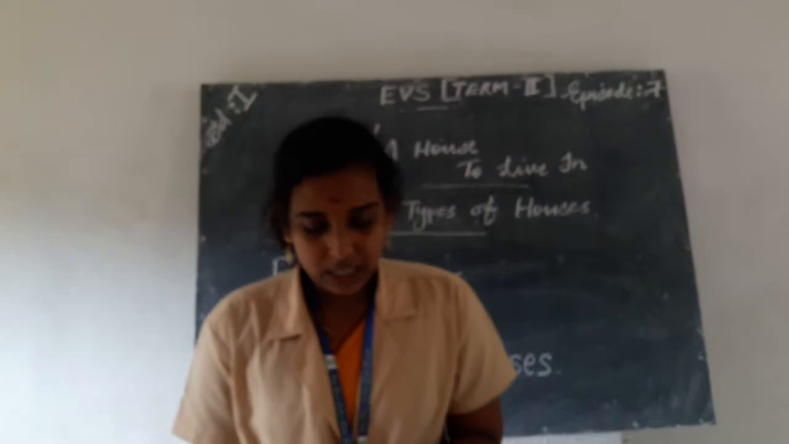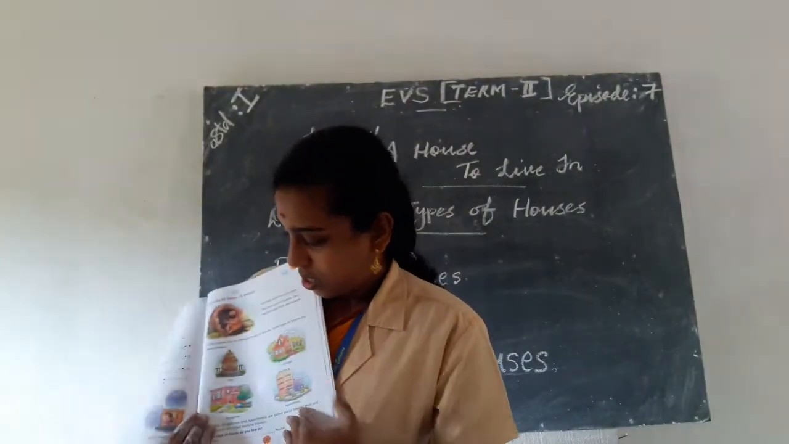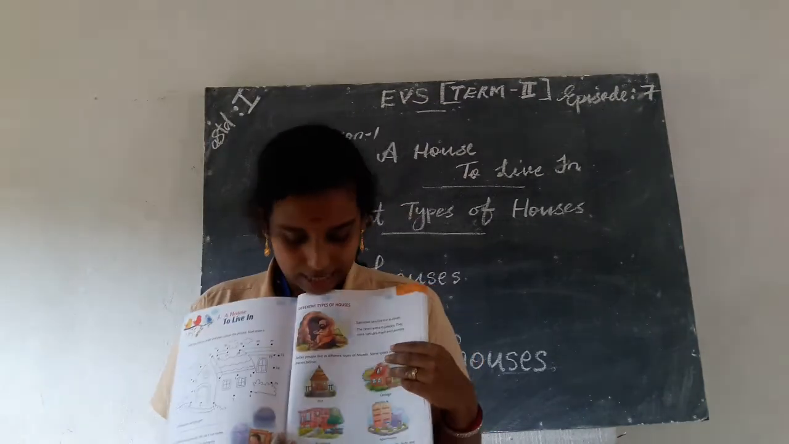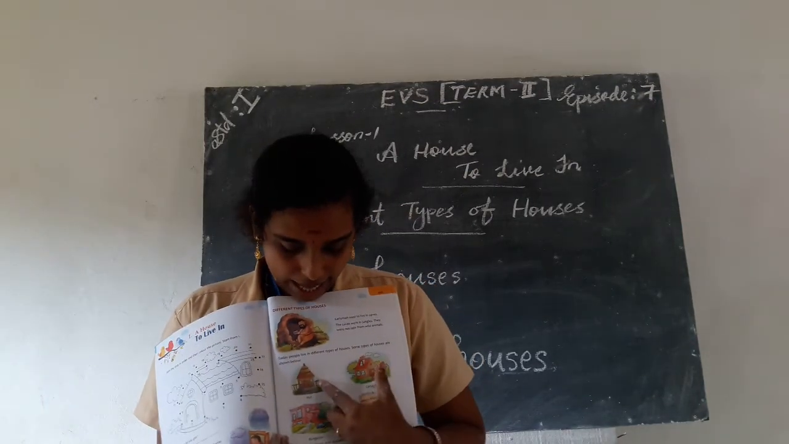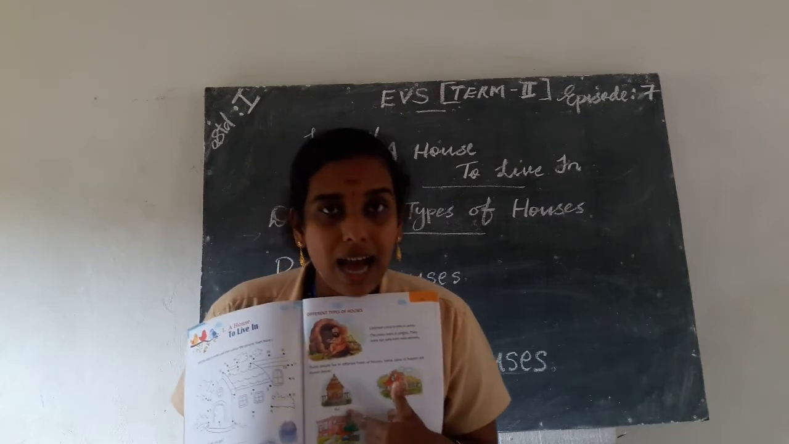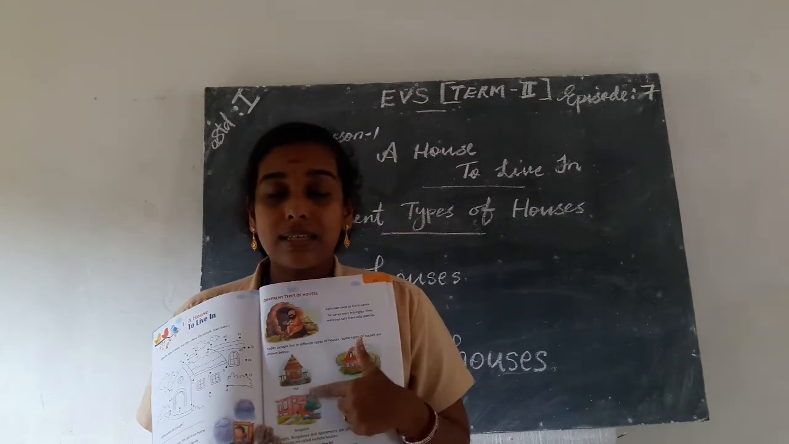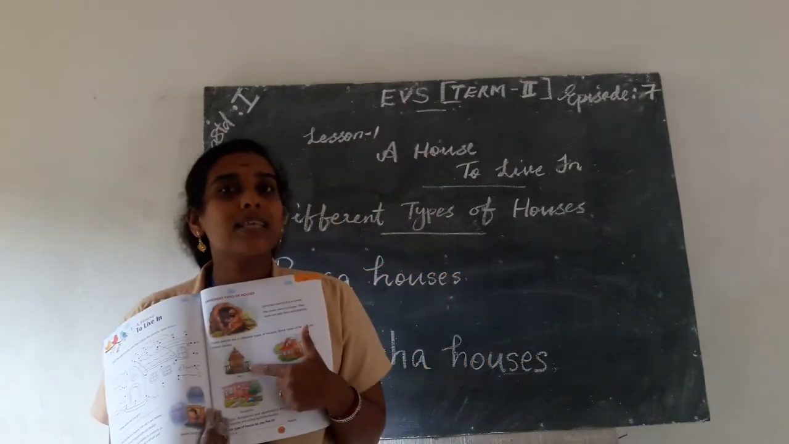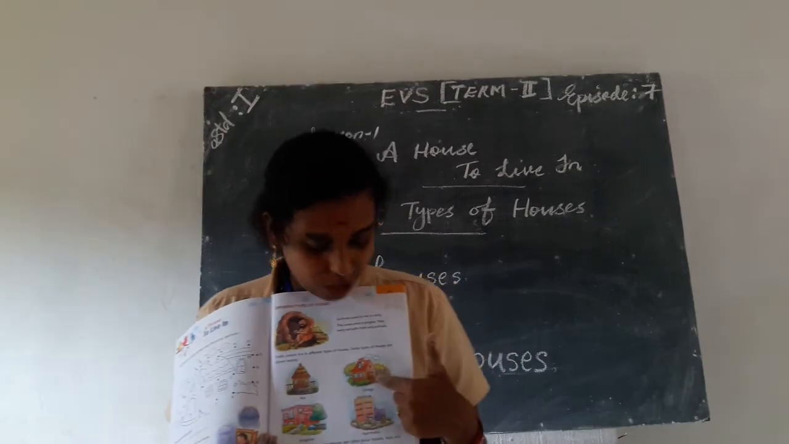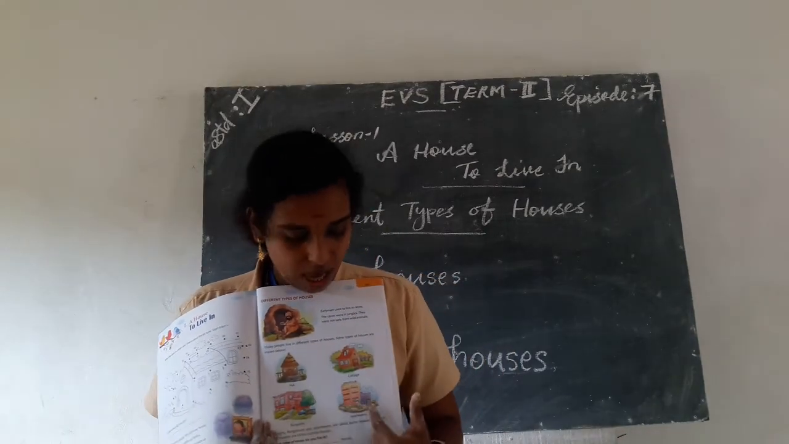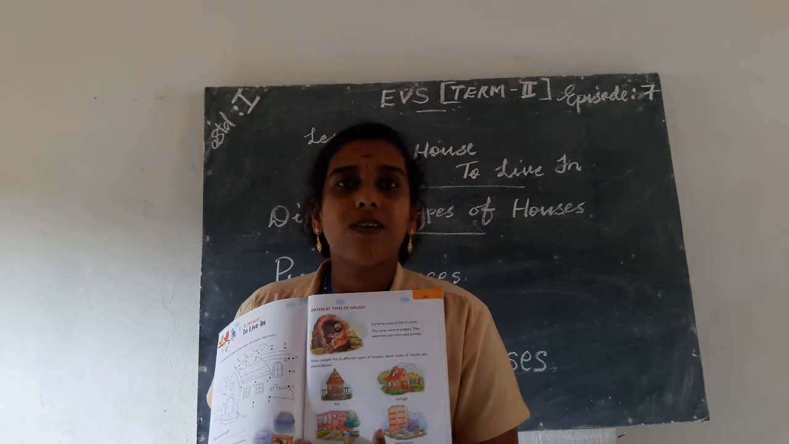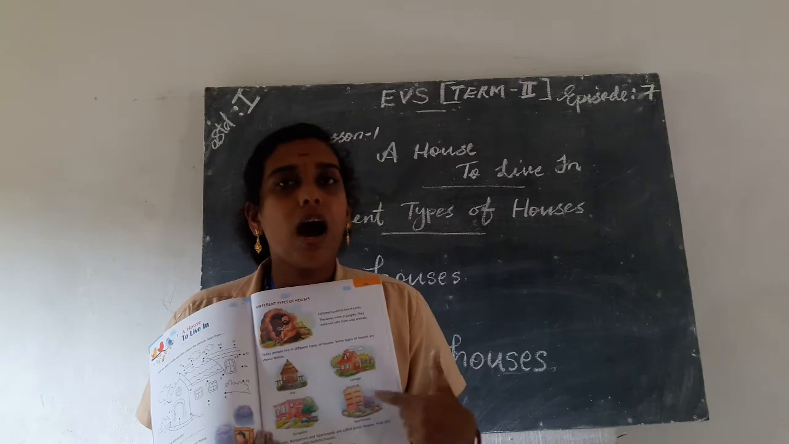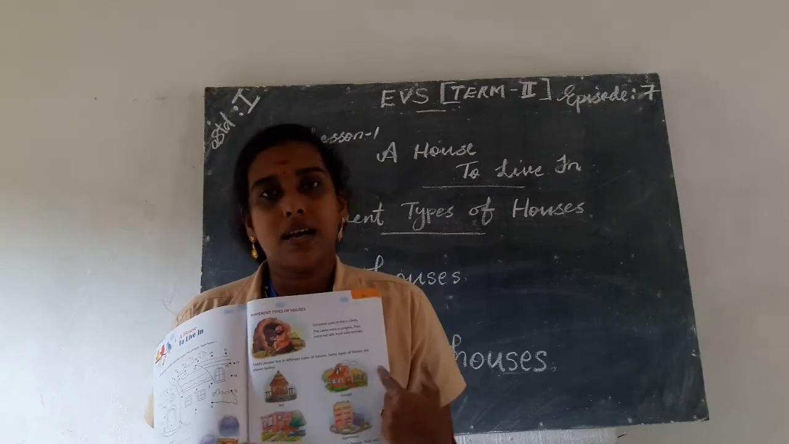So in your textbook, here is the picture of pakka house and kacha house. Here is a hut. It is made up of grass, and this is called a kacha house. This is a kacha house. Hut house is kacha house. And here cottage, bungalow, apartments, these are called pakka houses.